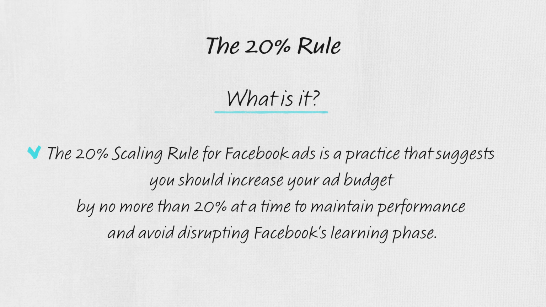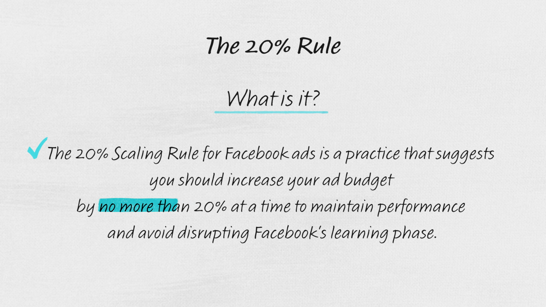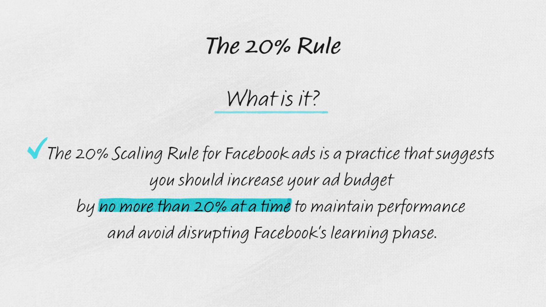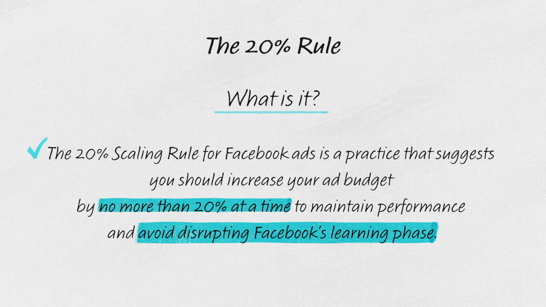This is why we explained what the learning phase is. So the 20% scaling rule means that in order for you to be able to scale more, you need to scale by 20% so that you're not going to go back to the learning phase and harm the ad set or the campaign.